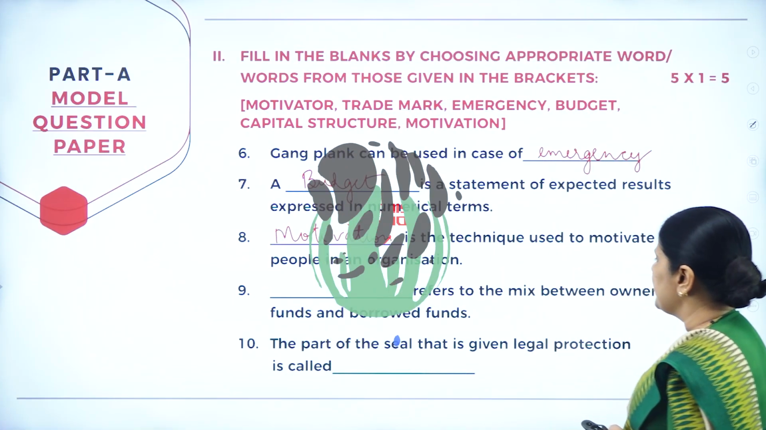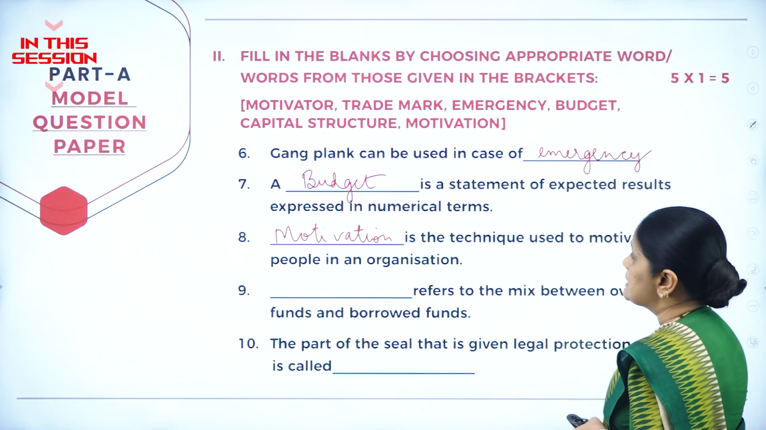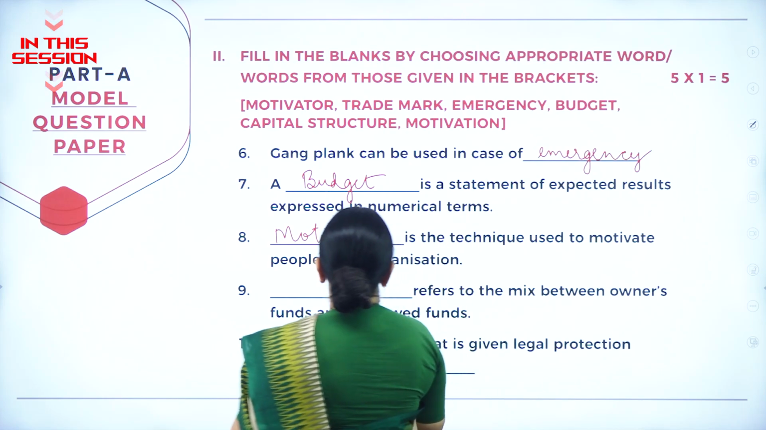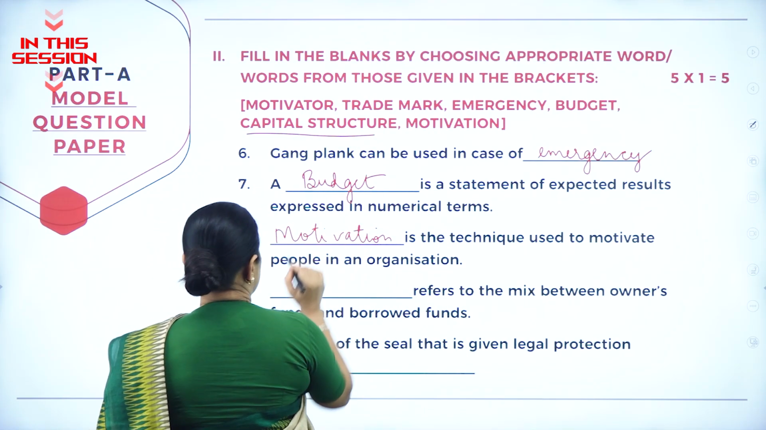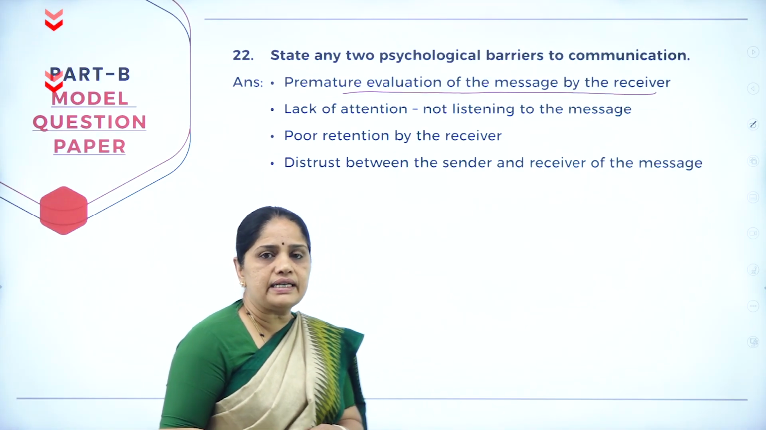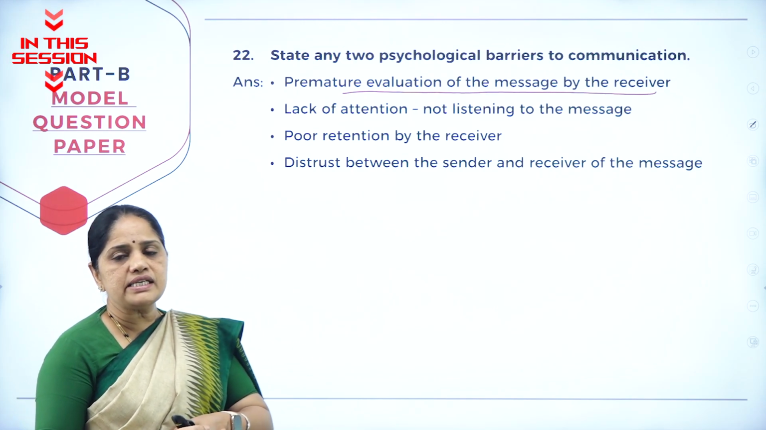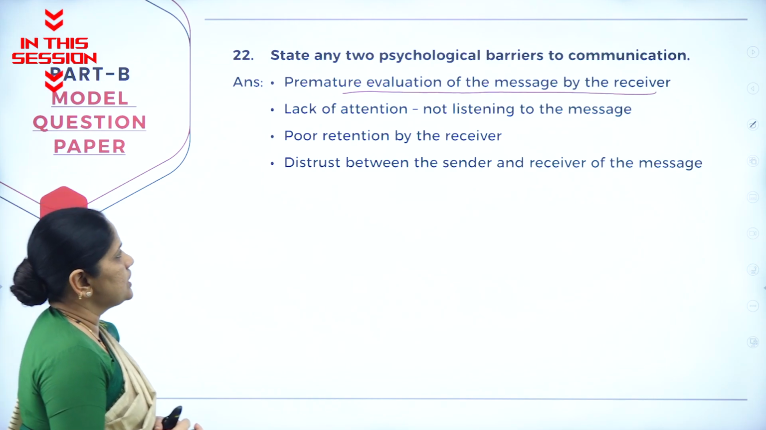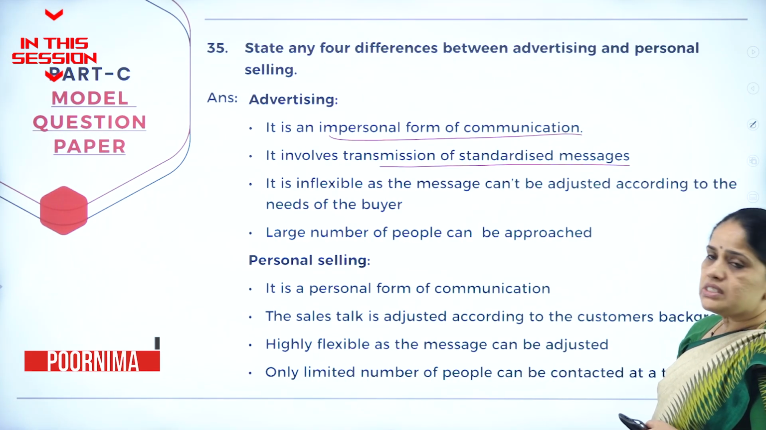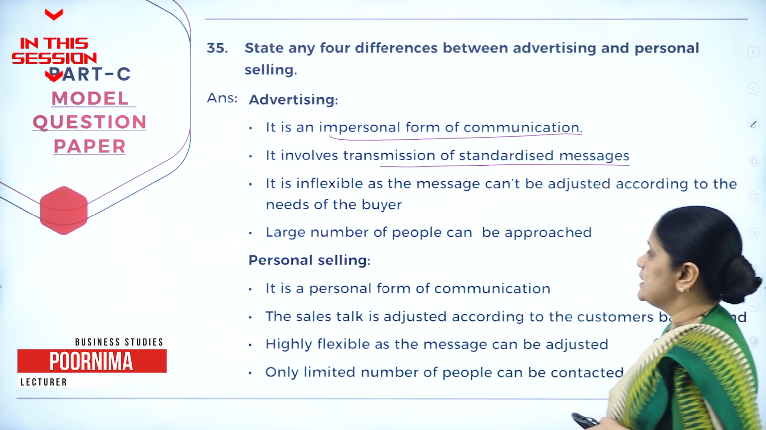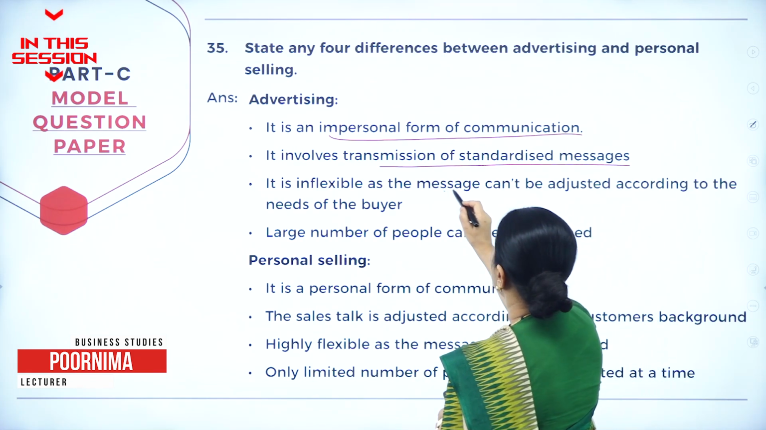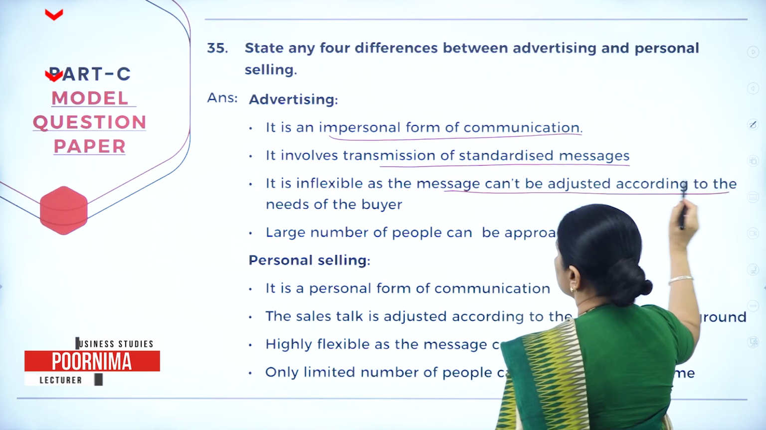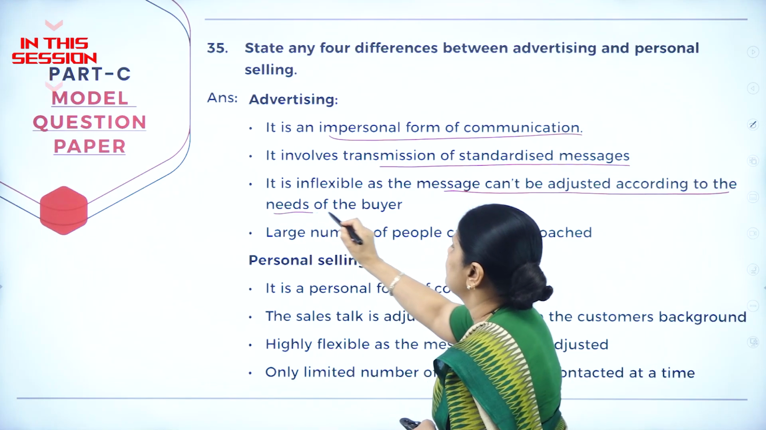Dash refers to the mix between owner's funds and borrowed funds. So it is the capital structure. Before the sender sends the message, the receiver assumes that this may be the message. That is premature evaluation. In advertising, it involves transmission of standardized messages. It is inflexible as the message can't be adjusted according to the needs of the buyer.